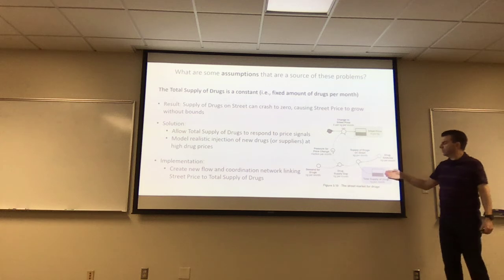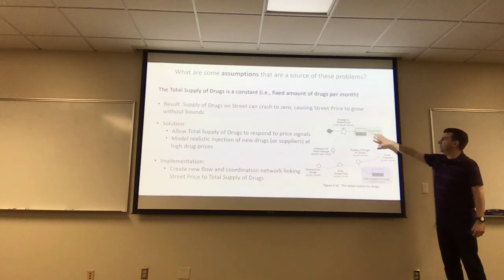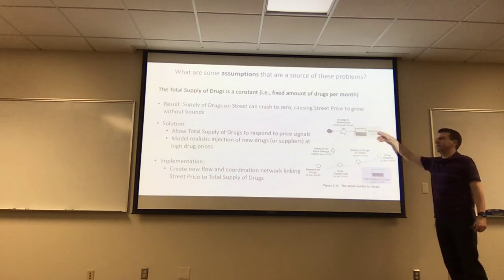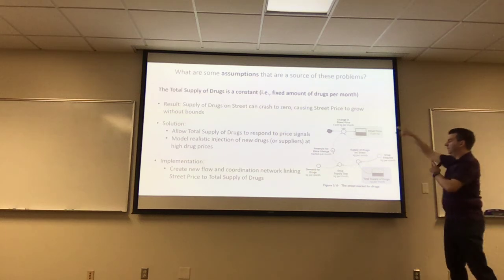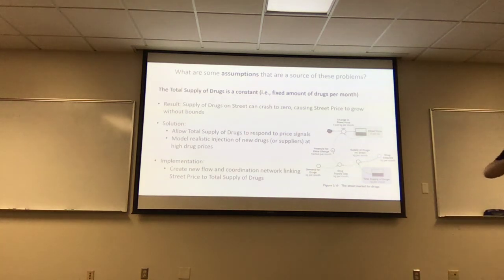What if this total supply of drugs has its own inflow, and that inflow is affected by street price? That would allow the supply of drugs, if the street price gets high, to suddenly increase, and that would create feedbacks on the street price. So now you would get a feedback between price and the supply of drugs that might cause things to level out. And you could then start predicting realistically what level things are going to settle out at.